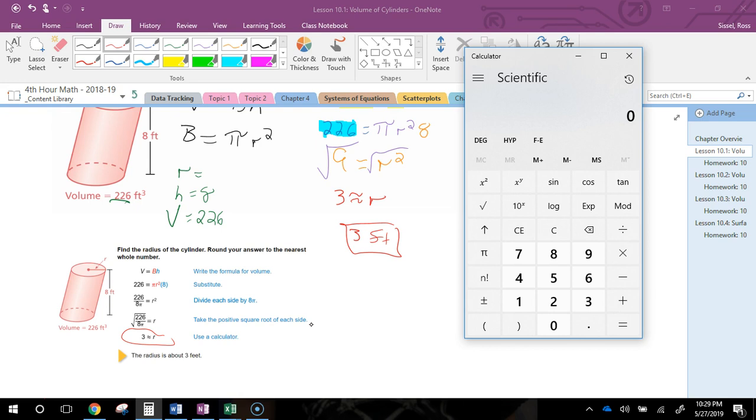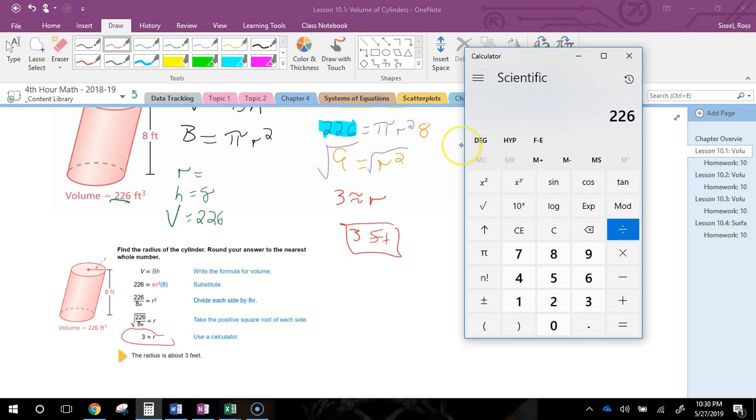So, what I could have done was, I could have said pi times 8 equals 25.13. Okay, then I would have done 226 divided by 25.13 equals, so then I'd have 8.993, long continuous, equals r squared. And so I could say the square root of that, and I would get 2.998, which is going to round to 3, which is the exact same thing we had. Once again, you could solve this many ways.